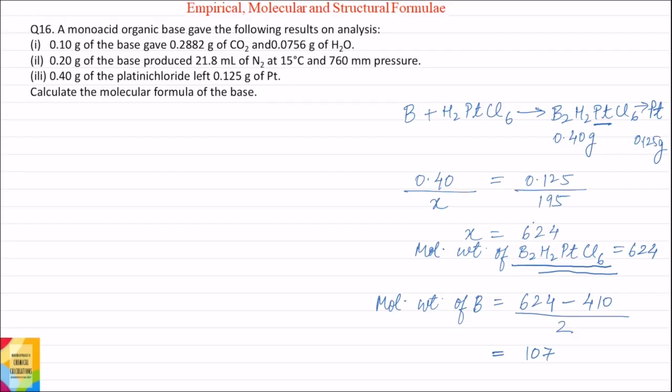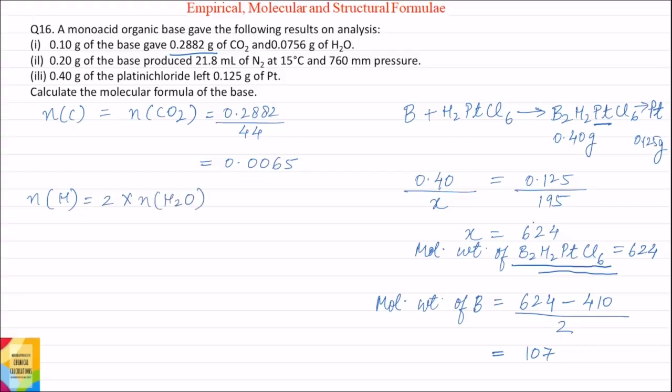Now moles of carbon is equal to moles of carbon dioxide, and this will be equal to weight of carbon dioxide given as 0.2882 divided by molecular weight of carbon dioxide, that is 44. So moles of carbon will be equal to 0.2882 divided by 44, and this is equal to 0.0065 moles.